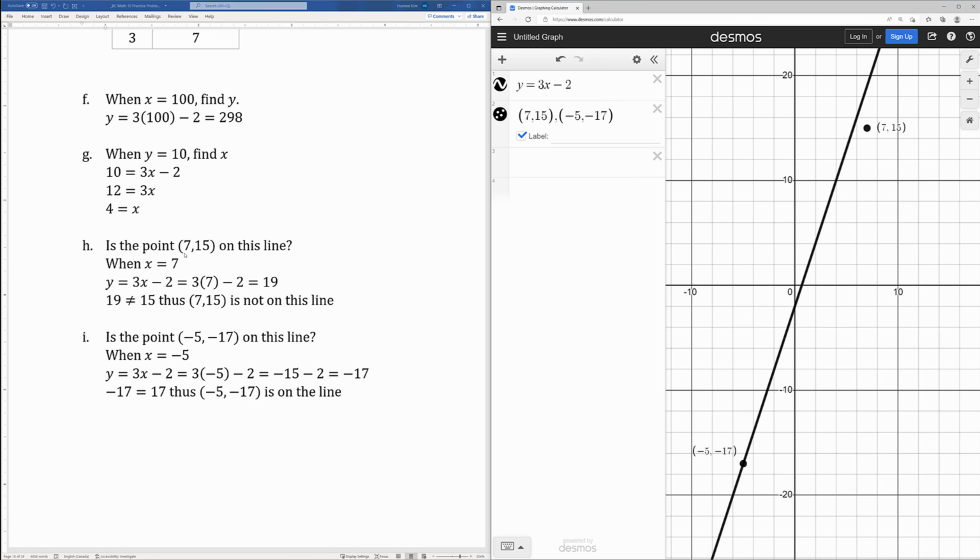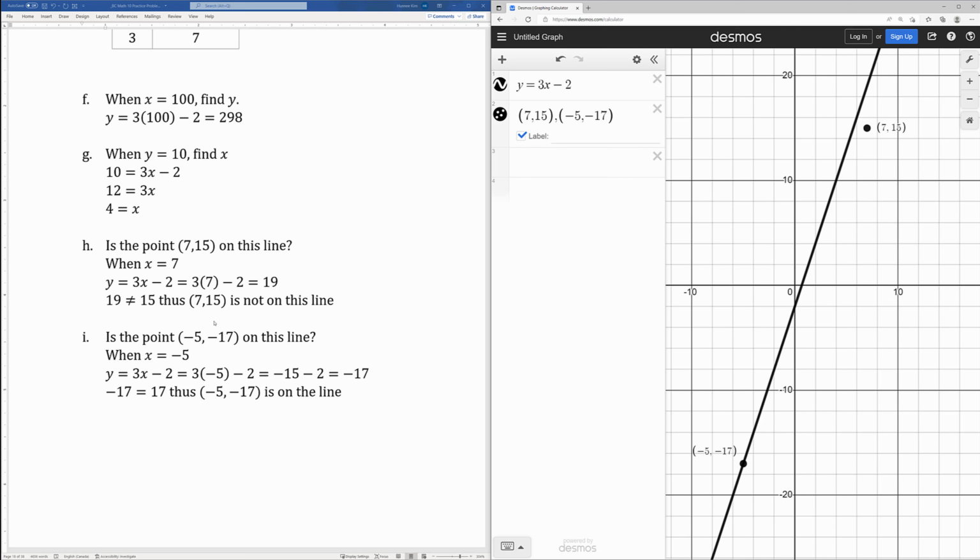Now, is the point 7, 15 on this line? Using Desmos, we see that clearly it's not. Algebraically, we substitute x equals 7 into the line equation. When x equals 7, y equals 3x minus 2. 3 times 7 is 21, minus 2 is 19. We're expecting a y value of 15, and we get 19. Thus, 7, 15 is not on this line.